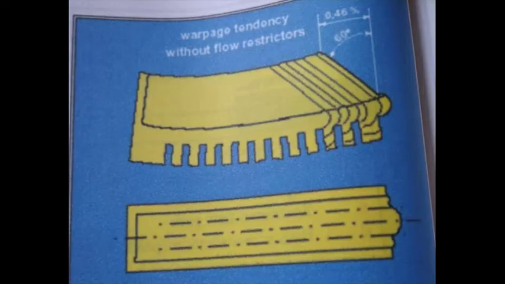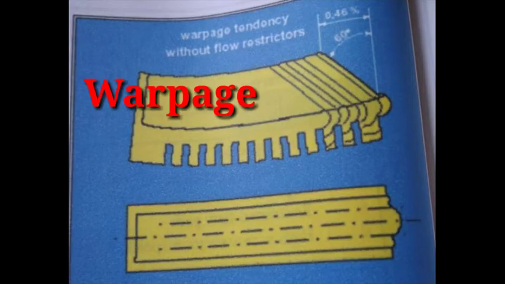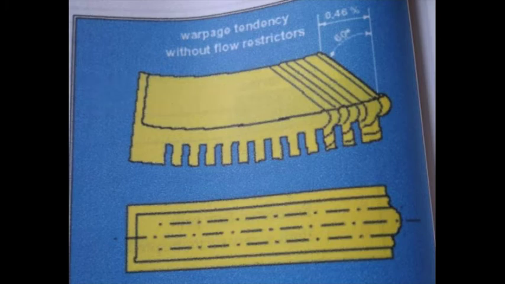Next, we are going to see the warpage. Warpage is seen as a distortion in the shape of the molded component and is usually caused by the wrong design of the part or wrong gate location and non-uniform temperature of the surface. You can see in the image. Now we are going to see the causes of the warpage.